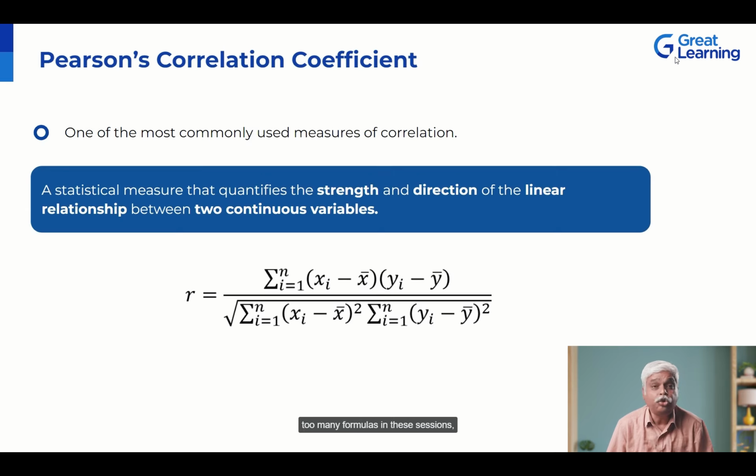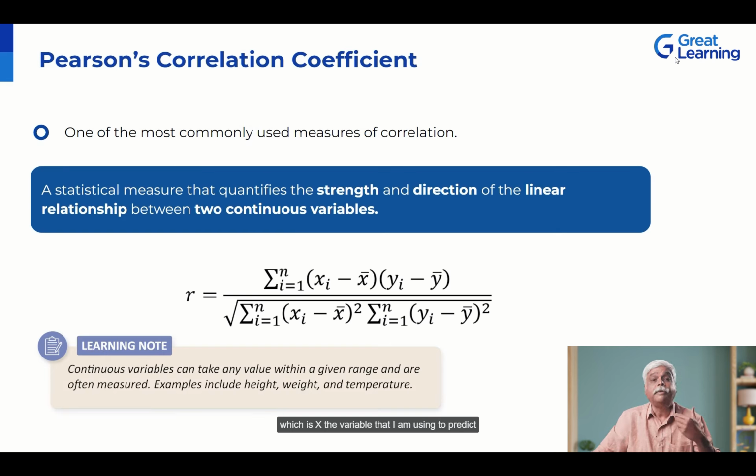We're not going to talk about too many formulas in these sessions, but here is a formula. What this formula tells you is that if you've got n points, x1, y1, x2, y2, x3, y3, imagine the case that n is equal to 10. So I've got 10 pairs of points, 10 advertising expenditures and the corresponding sales. In an Excel sheet, I've got 2 columns. One I'm calling x and one I'm calling y.